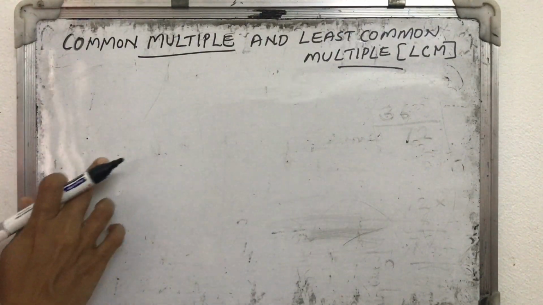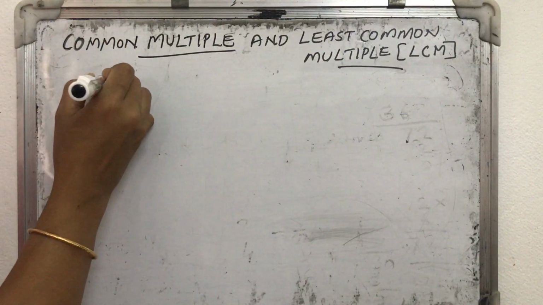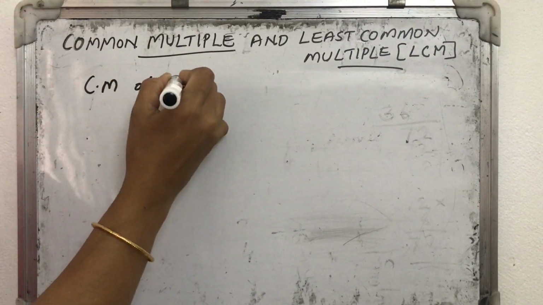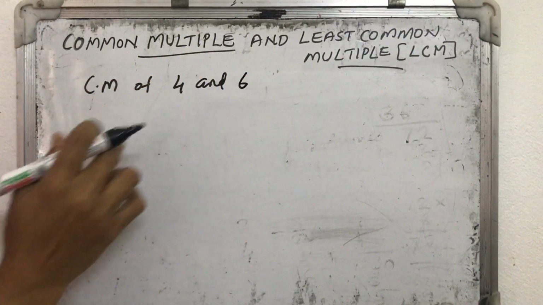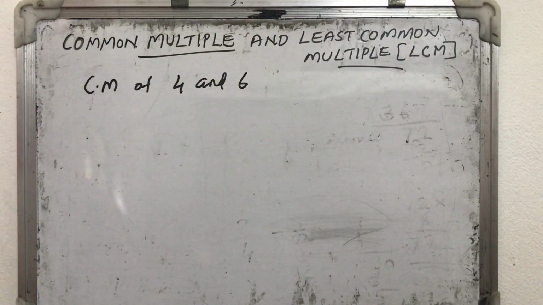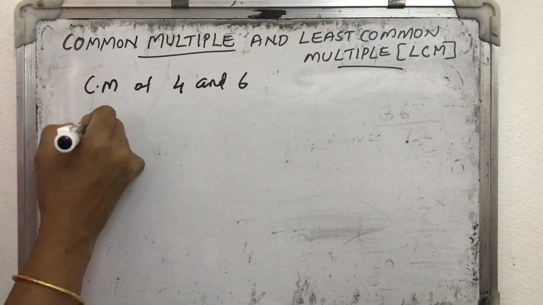Suppose, for one example, we want to find the common multiples of two numbers, 4 and 6. So many common multiples will be there for some numbers. Here we want to find the first two common multiples of 4 and 6. For that, first we find the multiples of those numbers.